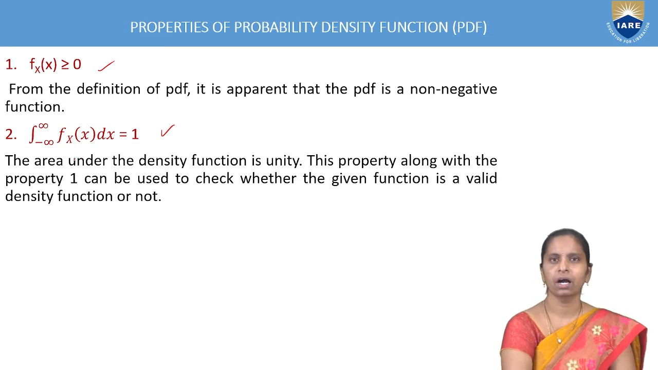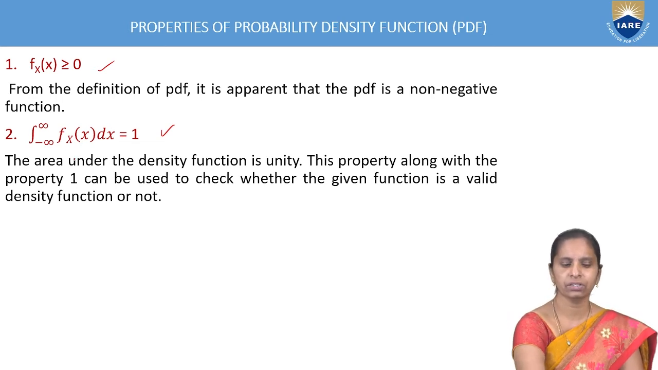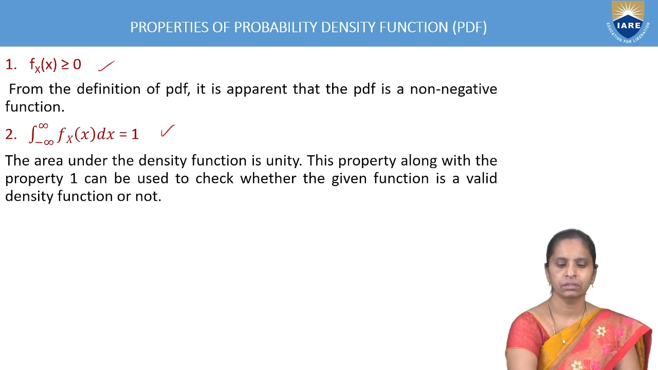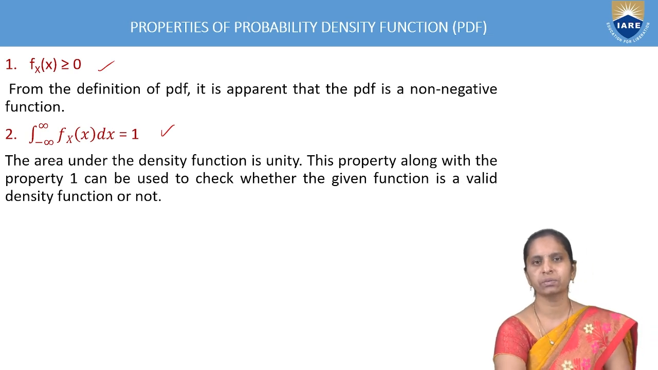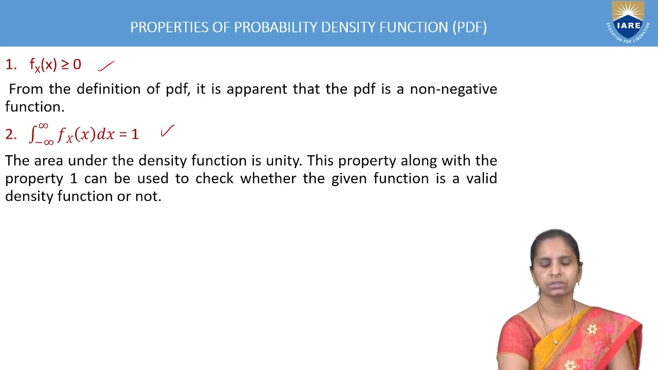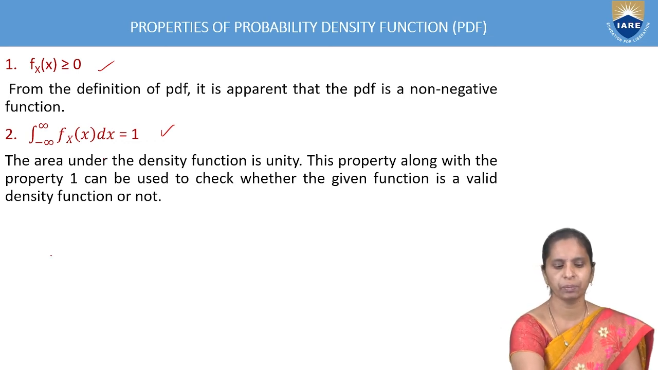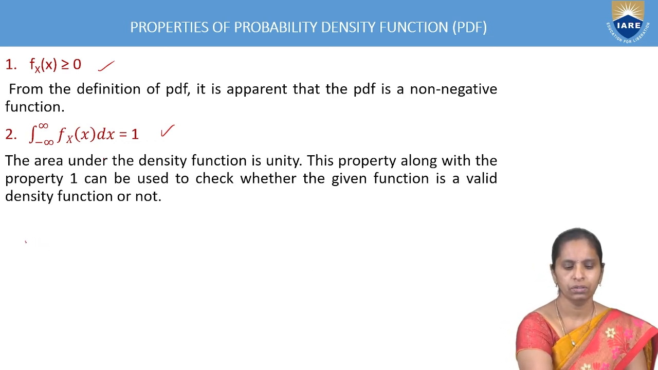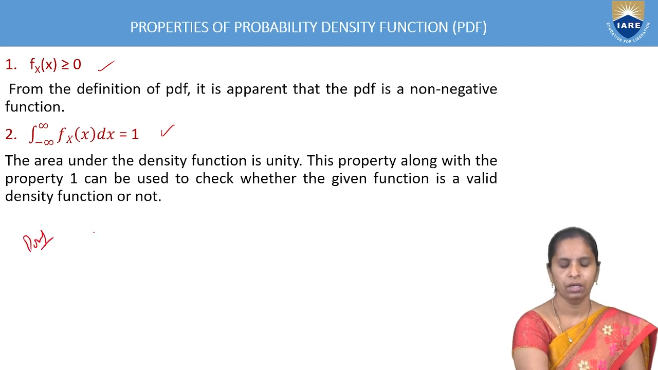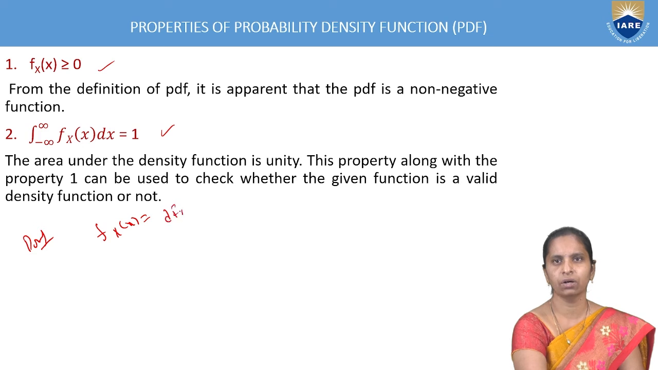How do you calculate the area? By integration of the function. So from the limits minus infinity to infinity, you are going to get the area. So it is the area of what? The density function. So the area under the density function is equal to 1. This is your second property. How do you prove this property? What is f_X(x)? It is equal to the differentiation of the distribution function.